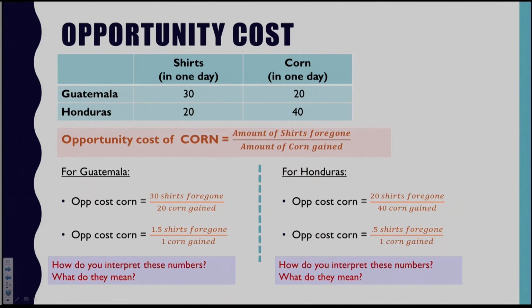Now again, let's interpret these numbers. What do these numbers mean? You need to be able to put it into a sentence form, and that will help make sure that you really understand what these numbers are telling us. So take a moment and take the opportunity cost and structure it as a sentence. Explain to me what that opportunity cost calculation is telling us. So take a moment. We'll continue just in a second.